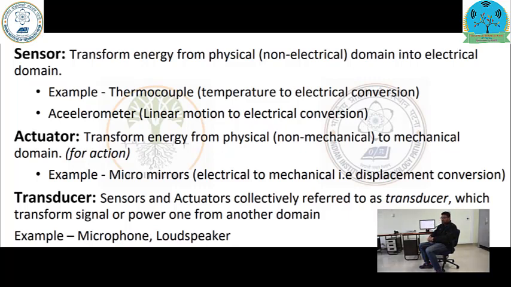Another very popular example of a sensor is an accelerometer, which converts linear motion into digital values, that is, from linear motion to electrical conversion. Now, there are three very popular terms in IoT: sensor, actuator and transducer. A sensor transforms energy from the physical, that is non-electrical, domain to the electrical domain, and actuators transform energy from a non-mechanical domain to a mechanical domain. People often confuse these two terms. A very popular example of an actuator is a micro mirror.